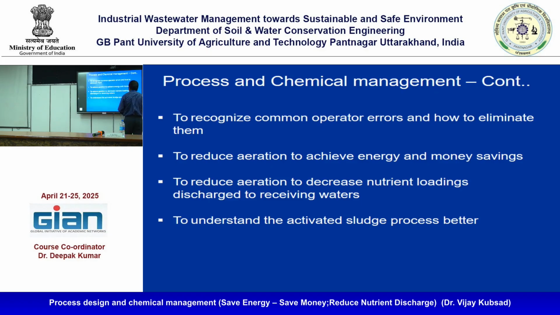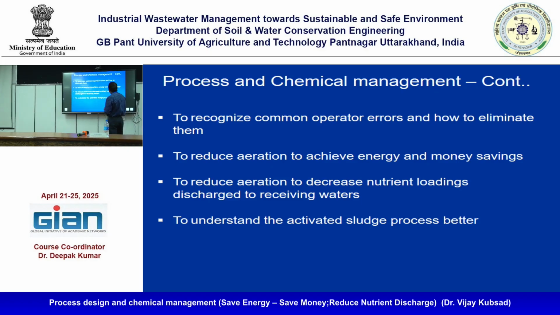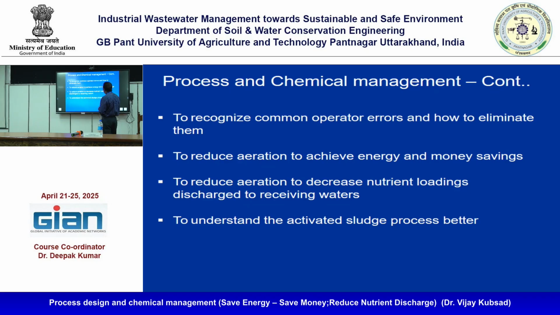That is why source reduction is important. Process and chemical management need to recognize common operator errors, how to eliminate them, to reduce variation, to achieve energy and money saving. That's why if it is needed, you do it, otherwise don't. That's why you have numbers to play with.